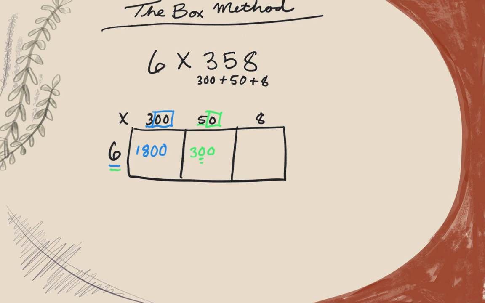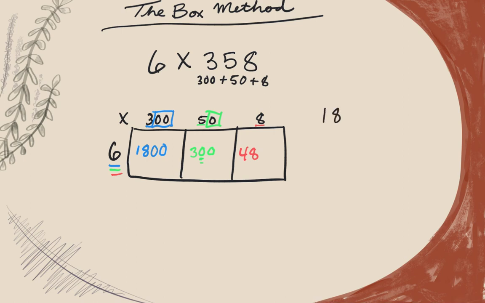Last but not least, I'm going to ask myself, what is 6 times 8? 6 times 8 is 48. There are no zeros. I didn't take away any zeros, so we're ready to rock. I'm going to stack them and add them, and that is going to give me my final number.